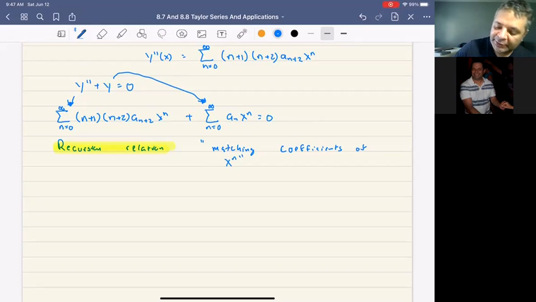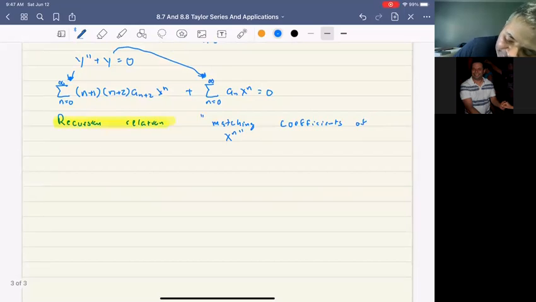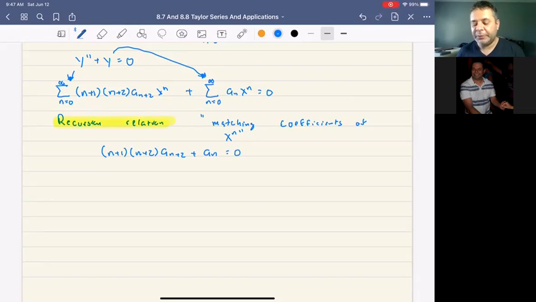Okay, so that's going to be n plus 1, n plus 2, a sub n plus 2, plus a sub n equals 0. Okay, so a sub n plus 2 equals negative a sub n over n plus 1, n plus 2. Okay, so far okay? All right.